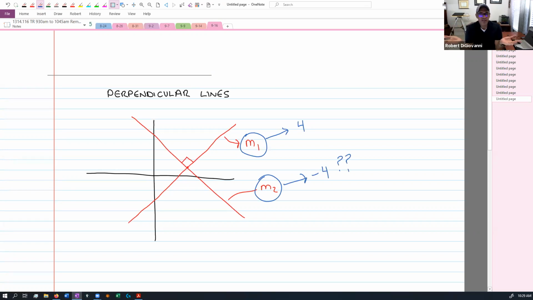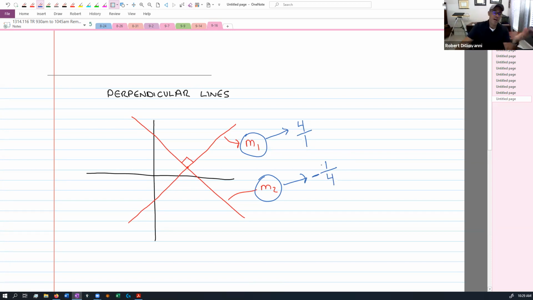Wouldn't that kind of make sense? It's not. Unfortunately, it's close, but it's not. There's one additional thing. In order for it to be perpendicular, we have to look at the slope of one and write it as a fraction. And then the perpendicular one has to be this fraction flipped over with the sign changed.